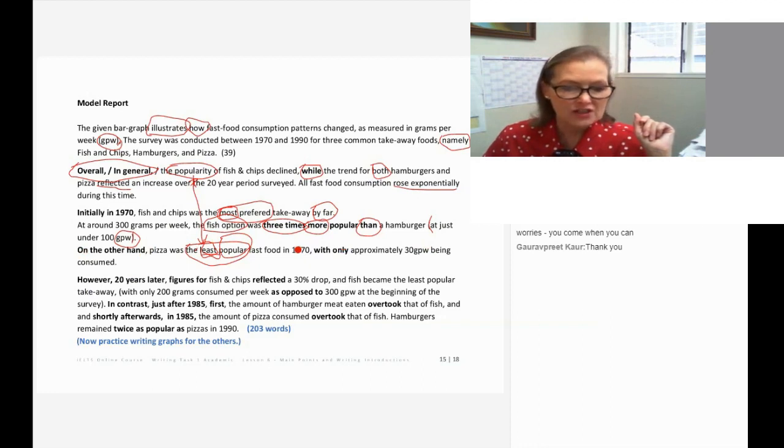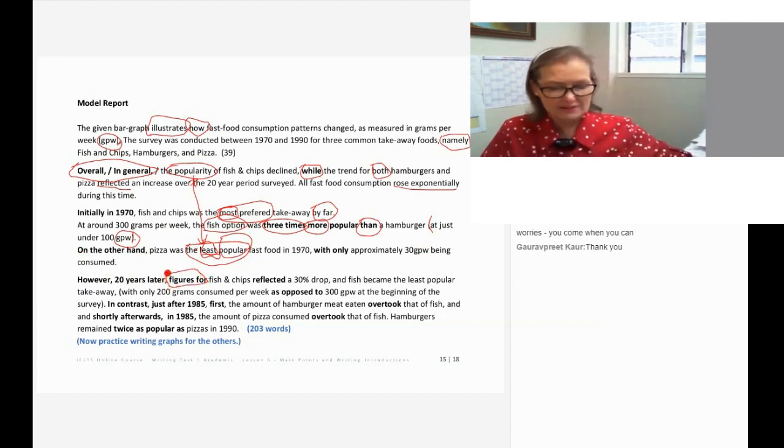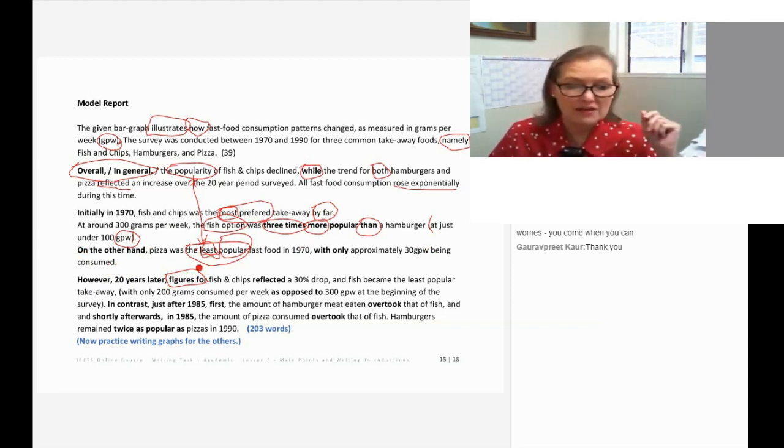So in contrast, just after 1985, first, the amount of hamburger meat eaten overtook that of fish, and shortly afterwards, in 1985, I think that date might not be quite correct. We'll just go back and double check that. The amount, I think that might be 1980. And shortly afterwards, in 1985, the amount of pizza consumed overtook that of fish.